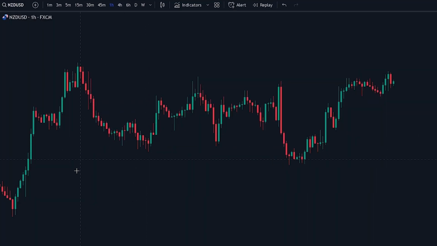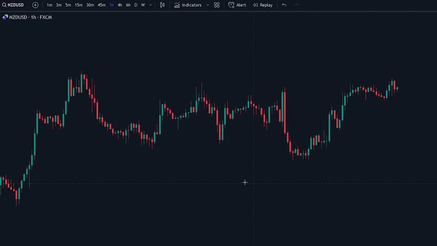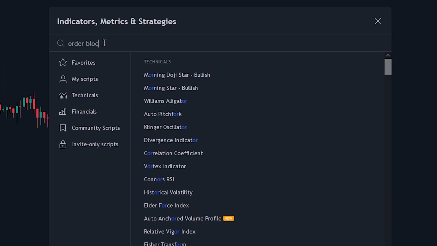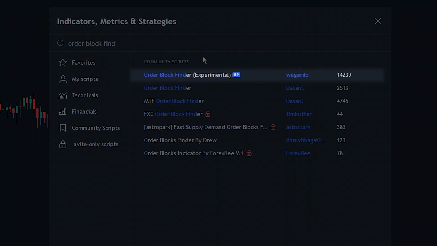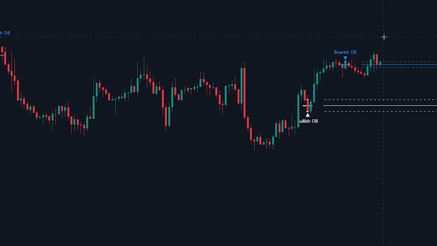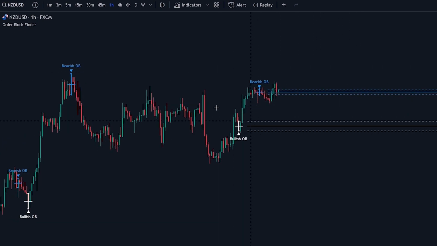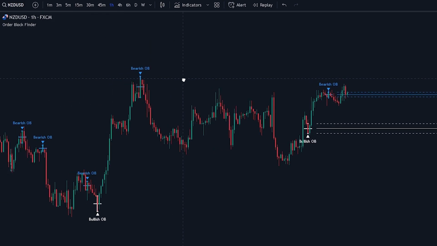If you are having a hard time spotting the order blocks, you can also use an indicator, such as the order block finder. Navigate to the indicator search tab and search for the order block finder indicator. Select the indicator made by this TradingView user and add it to the chart. As you can see, with this indicator added to the chart, we can easily spot both bullish and bearish order blocks.